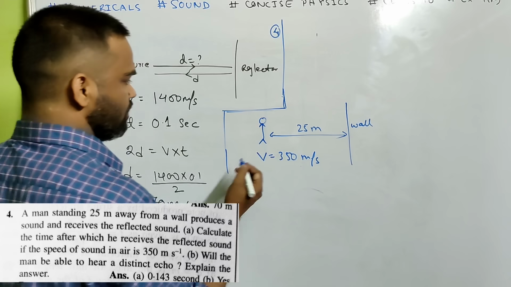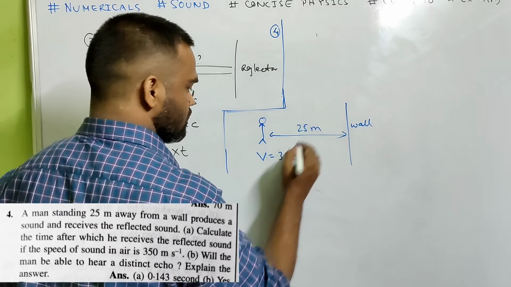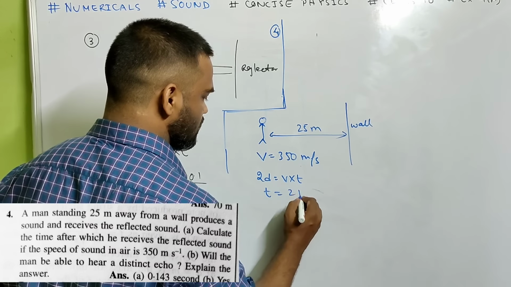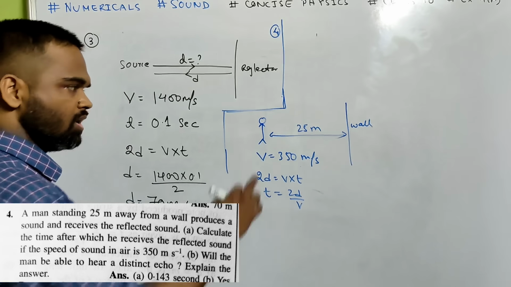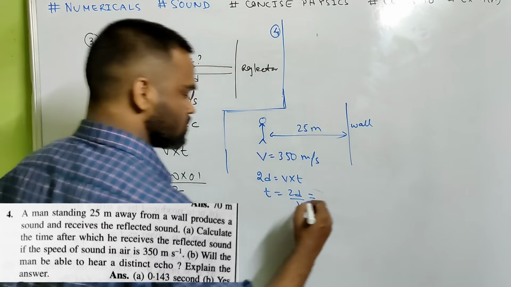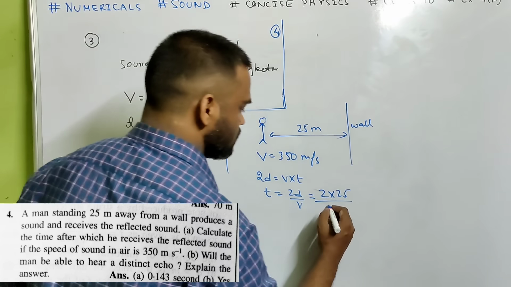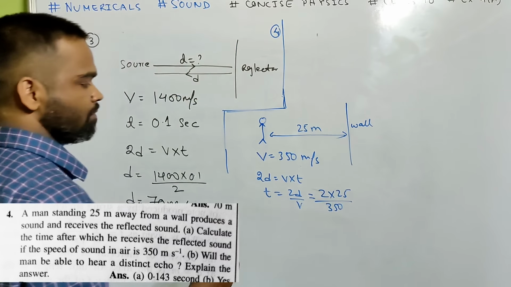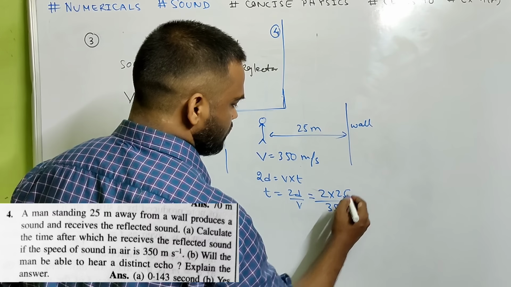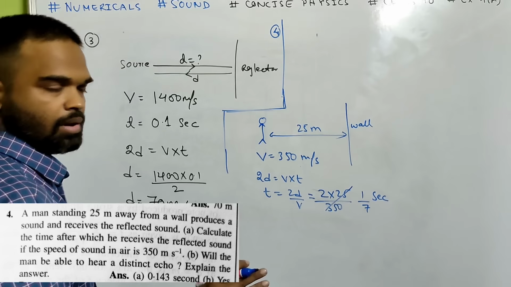Now look carefully. We know 2D equals V into T. So 2D equals V into T, which means T is 2D by V. Again 2D, because it goes and comes back. So twice into 25. V is what? 350. Am I clear? Yeah. So this is 50, but this is 1 by 7 second. Am I clear or not?